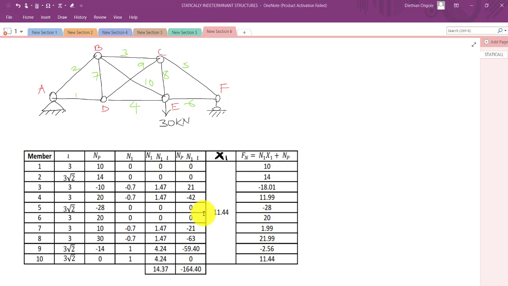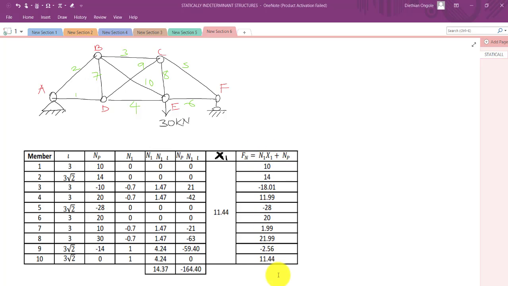So having got all these results, now we calculate the final internal force by simply summing up the N1, which is this column here, times the X1, then plus the NP. So it ends up giving us the internal forces on each of the members as follows.